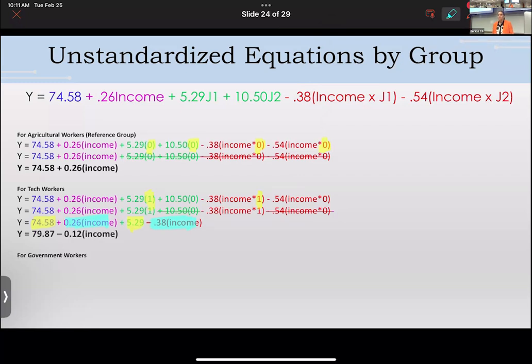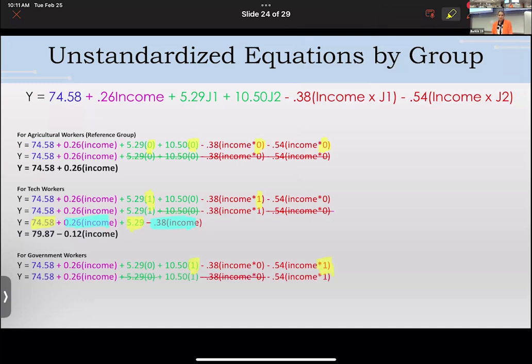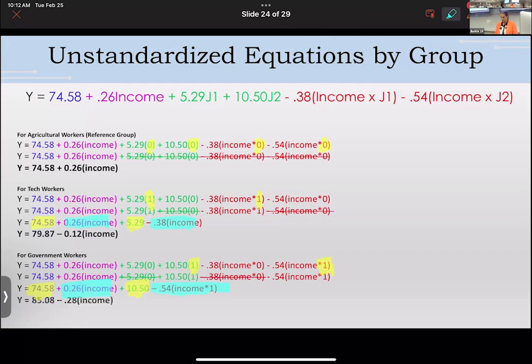Okay? Same thing for government workers. Start with the whole thing. Plug in a 1 every time you see J2. Get rid of the terms that go away. Anytime you multiply by 0, everything goes away. You end up again with 2 numbers and 2 slopes of the same XY relationship. So combine the terms, yellow goes together, blue goes together, and you get the equation for government workers.